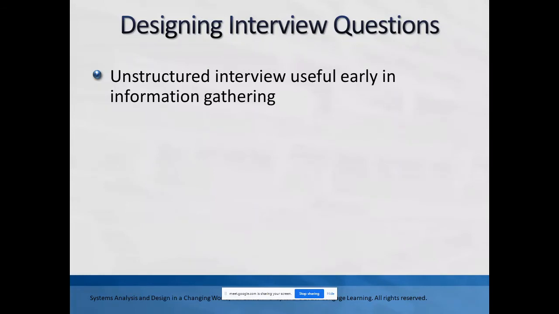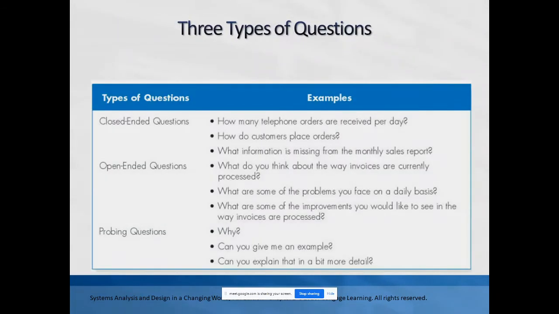So when do you ask what? In the previous slide, we looked at different types of questions, and you might be wondering, do I ask all of these at once, or do I ask them at different times? And I think we just had a question pop up. How many questions are usually asked in an interview? That is an excellent question.